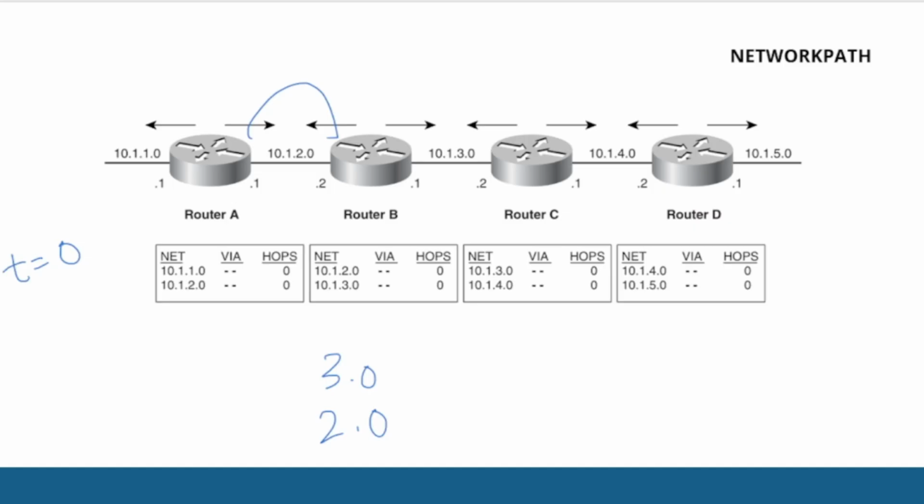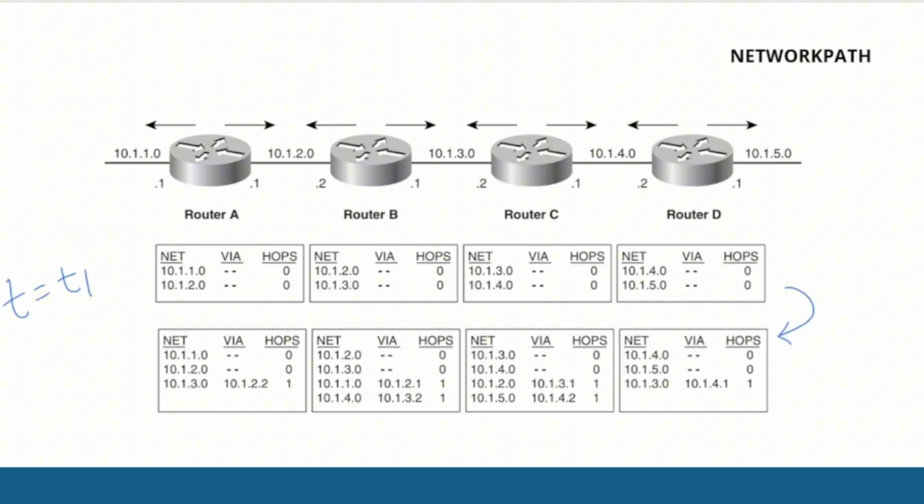But 3.0 is new, so A adds it, and it is reachable via B and is 1 hop away. But it does not write that it is reachable via B; it actually writes how it is reaching it, what interface, and what the next hop IP address is. So you can see that to reach 10.1.3.0, A has to send the traffic to 10.1.2.2, which is this interface, and 3.0 is 1 hop away.